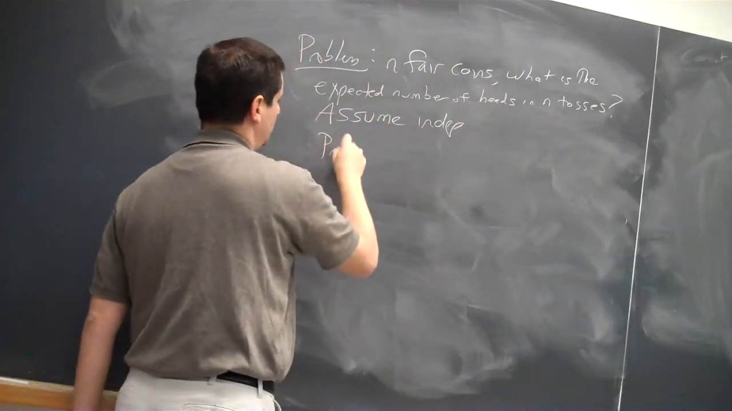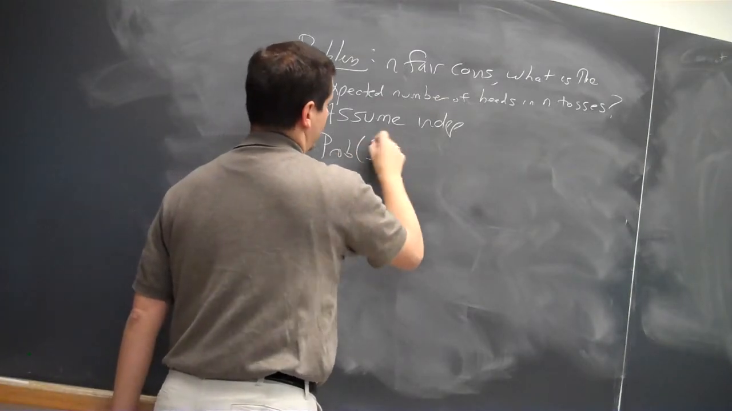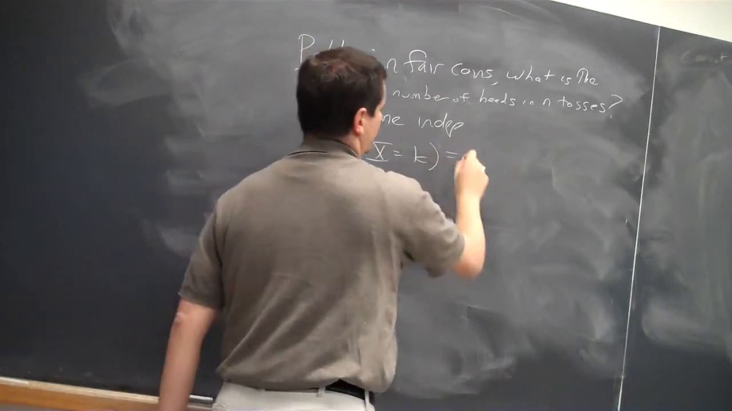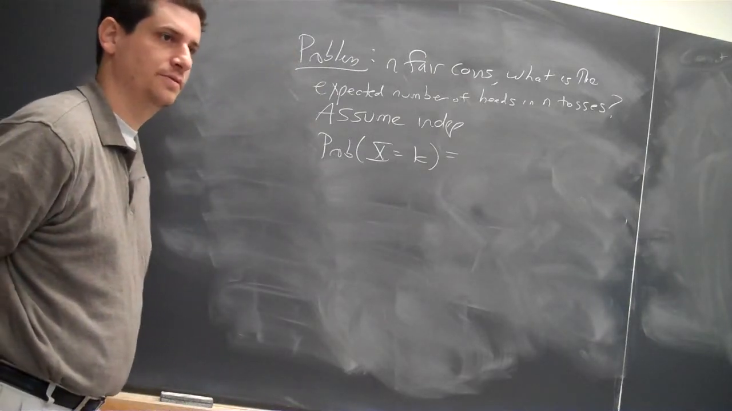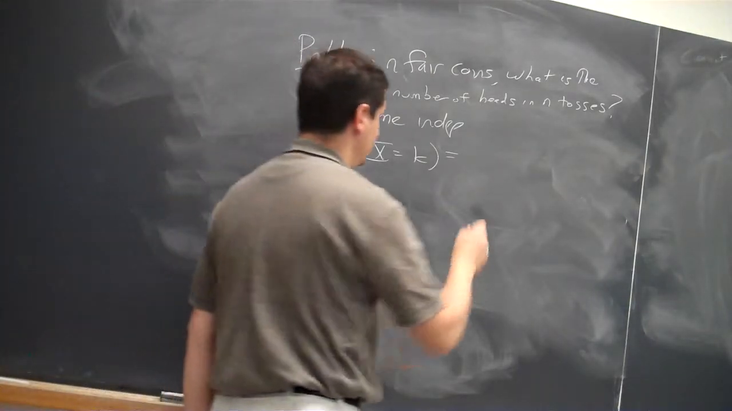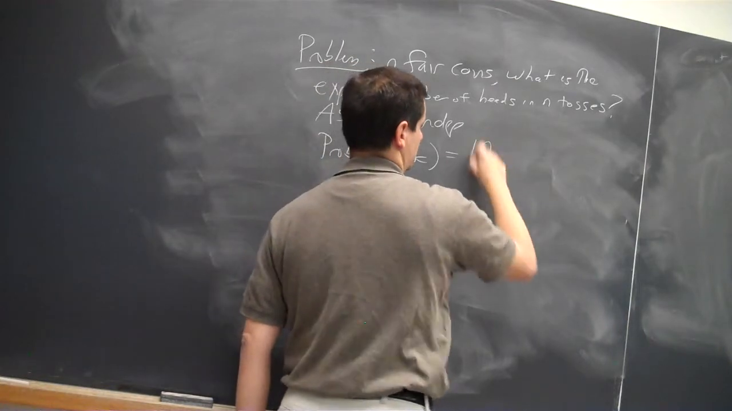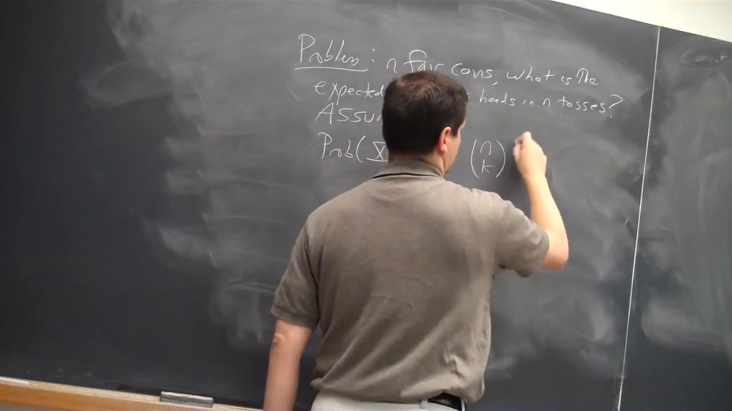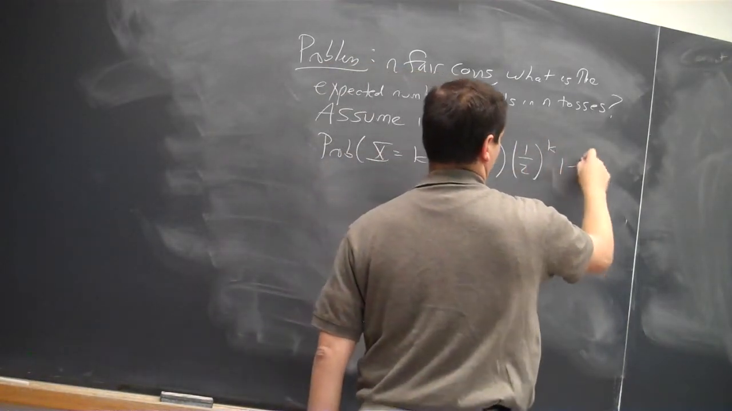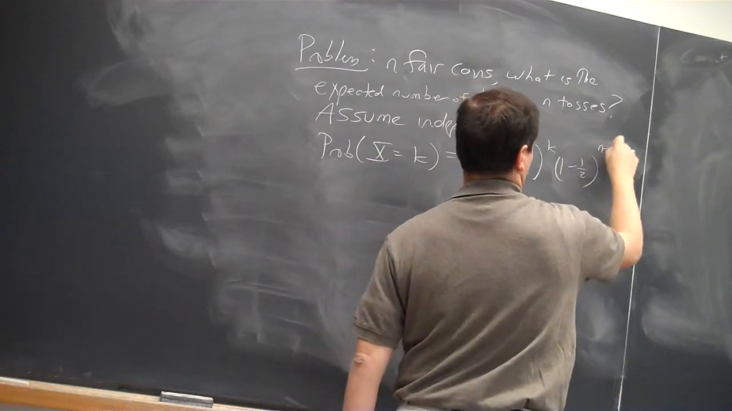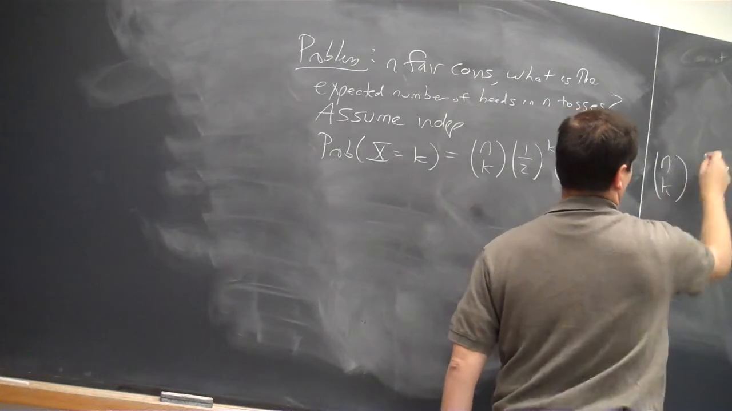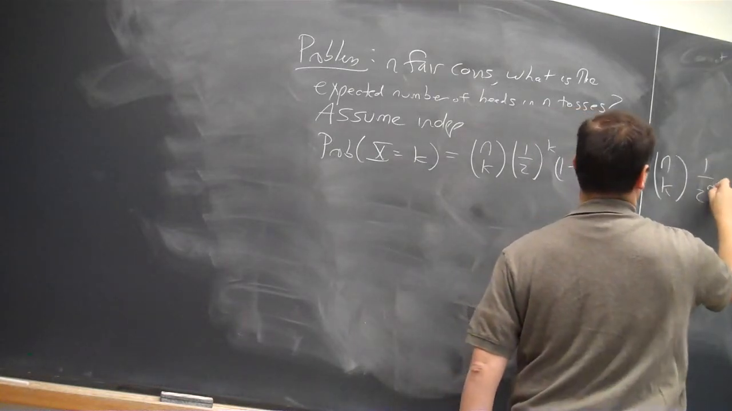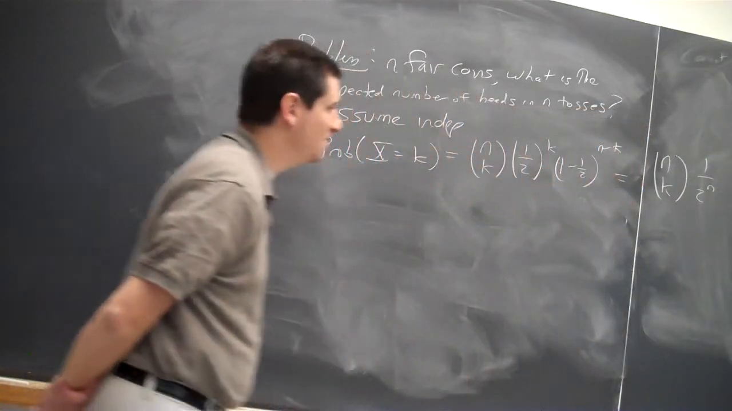So what's the probability that x equals k? So what's the probability that we have k heads in n tosses? Yes? N choose k, 1/2 to the k, and 1 minus 1/2 to the n minus k. Okay. So going for the pedantic method, and we can simplify that. Okay?